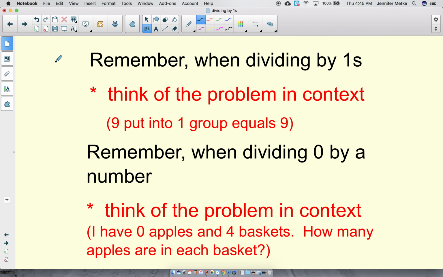So remember, when dividing by ones, think of the problem in context. For instance, if I have 9 candy hearts and I put them into one group, I know that's going to equal 9 in a group. And when you're dividing 0 by a number, think of the problem again in context. I have 0 apples in 4 baskets. How many apples are there in each basket?